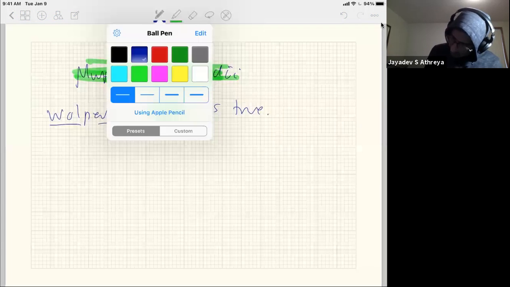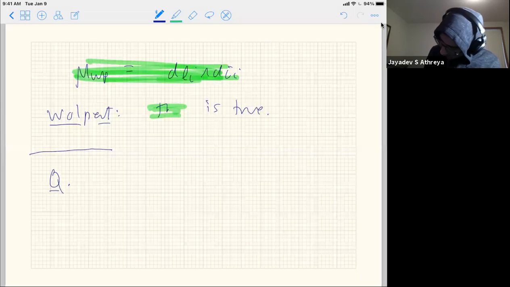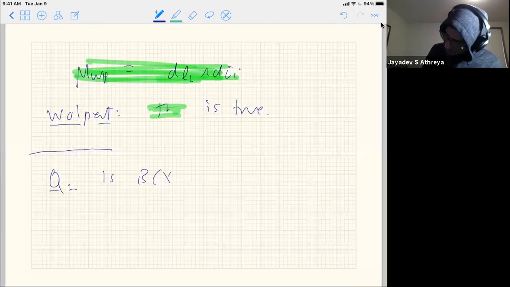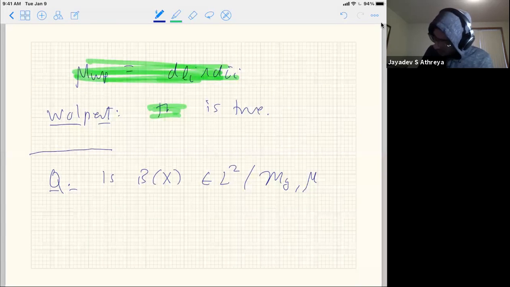Okay, so now I think you probably know what we're going to ask. The question is about B of X. This is something that I'm calling, and we're trying to get people to call, the Mirzakhani function. Is it in L2?